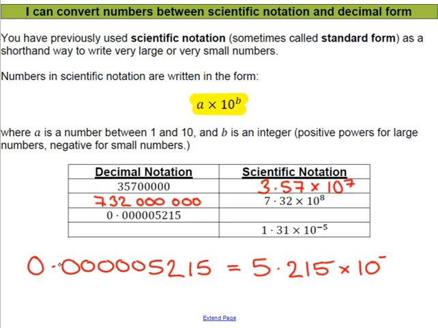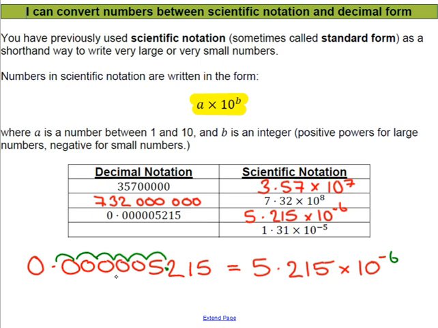In our number, here's our decimal point. I have moved it and I want the decimal point to be here, so I have to keep track of how many jumps I have made. Well, I've moved once, twice, 3 times, 4 times, 5 times, 6 times. So that's 5.215 times 10 to the power of negative 6. So if I was filling in the table, 5.215 multiplied by 10 to the minus 6.